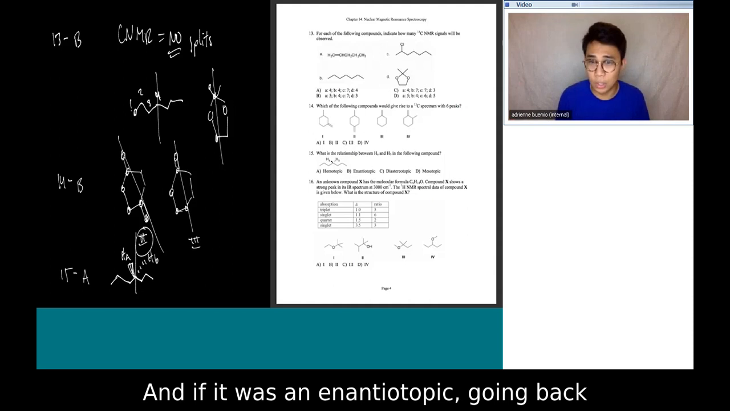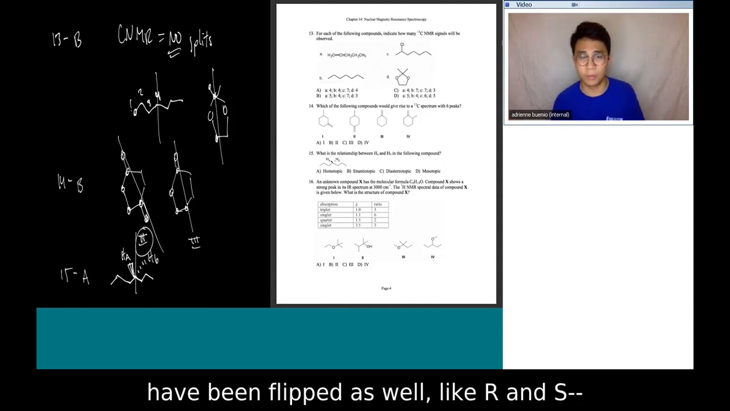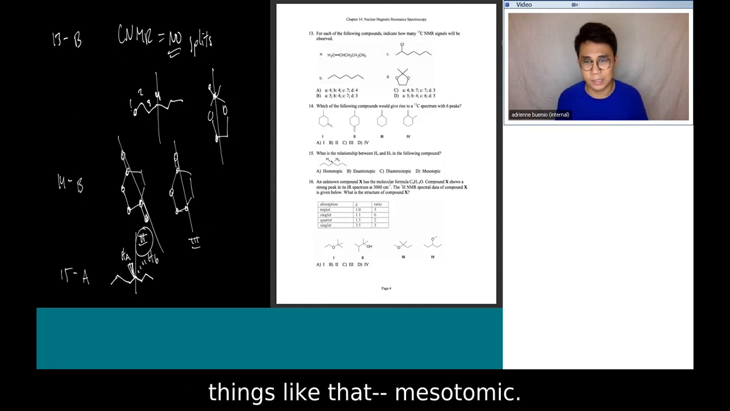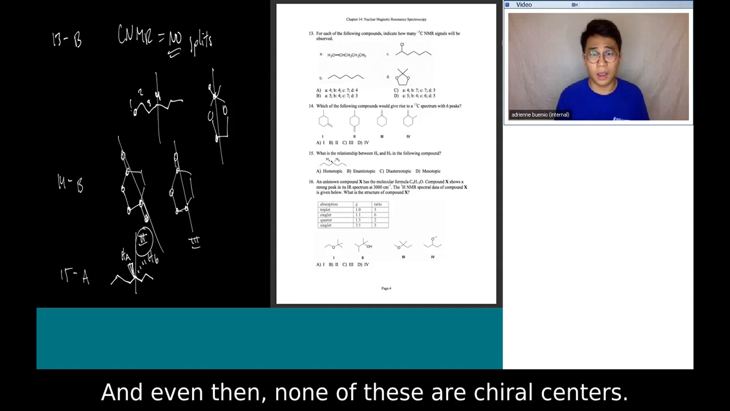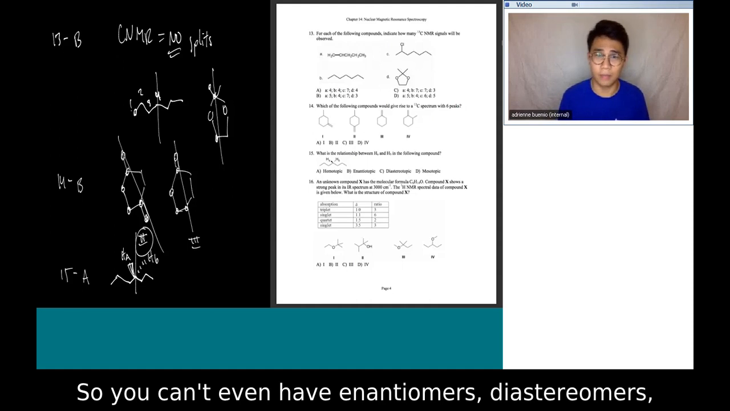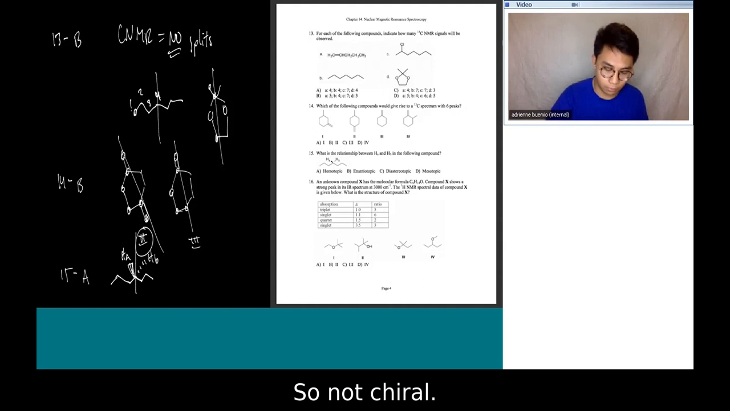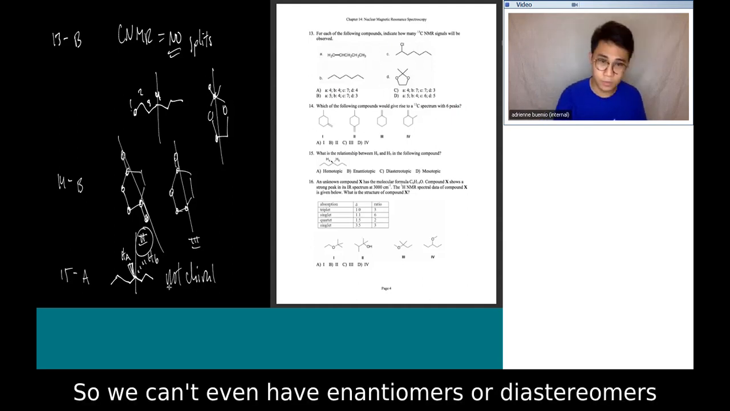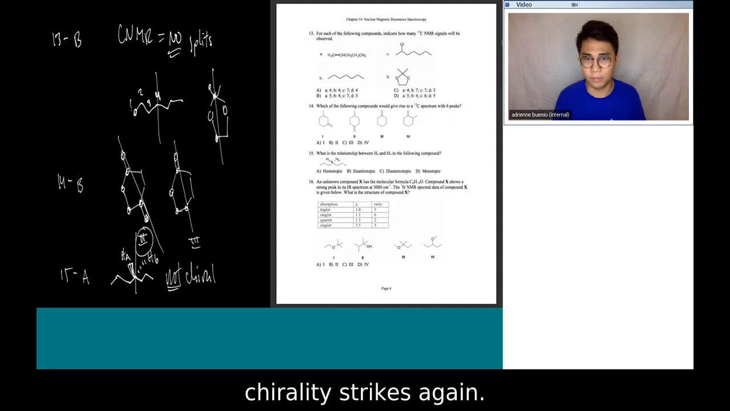And if it was an anisotropic, going back to enantiomers, diastereomers, right? It would have been flipped as well, like R and S, things like that. Meso, yeah. And even then, none of these are chiral centers, right? So we can't even have enantiomers, diastereomers, or meso compounds. So not chiral, so we can't even have enantiomers or diastereomers or meso compounds. So that's another. See, chirality again. Chirality strikes again, right? Okay.